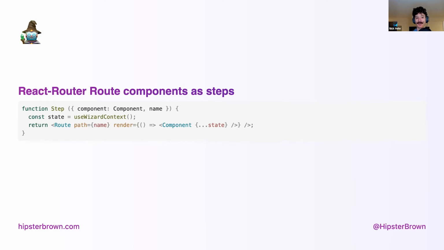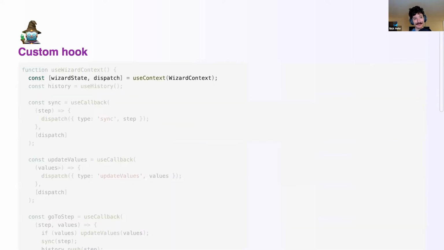And then we're going to take the state from use wizard context and then spread it as props on the component. Now, the component itself could just call the hook itself if it wanted to. However, this saves some boilerplate and also aids with mocking or testing later on for any of these step components individually. And then here's the hook that brings it all together.